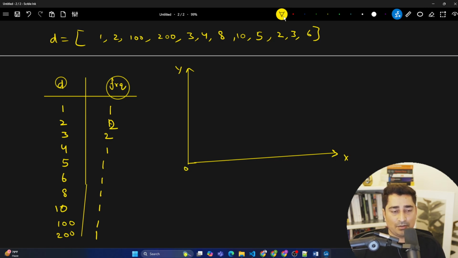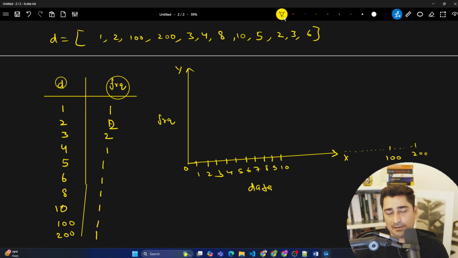So fine, here is a 0 coordinate, and then we have like a 1, then 2, then 3, then 4, then 5, then 6, then 7, then 8, then 9, then 10, and then somewhere far away from this, we'll be having 100, and then we'll be having somewhere 200. Okay, 1, 2, 3, 4, 5, 6, 7, 8, 9, 10, and then far away 100 and 200. So on a x-axis, like I said, we are going to give a data. On y-axis, we are going to give basically a frequency of the data.